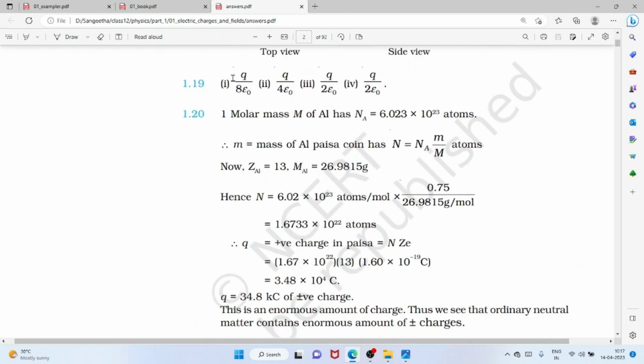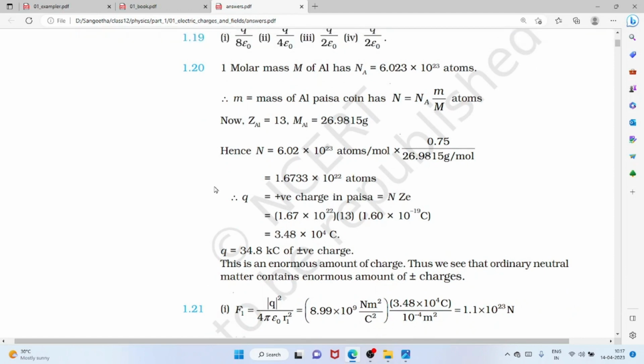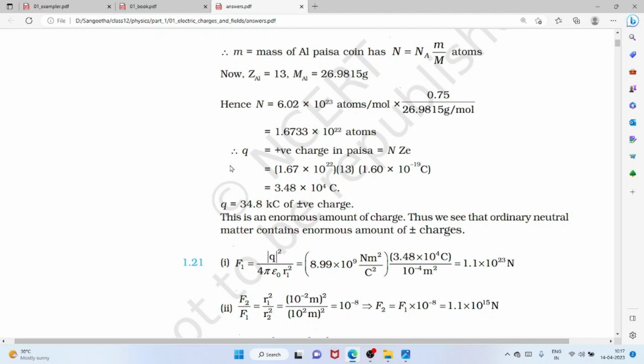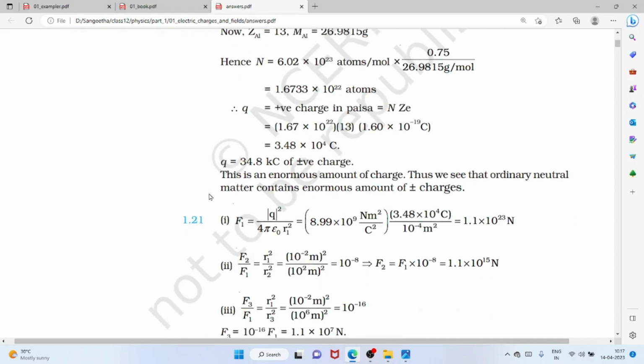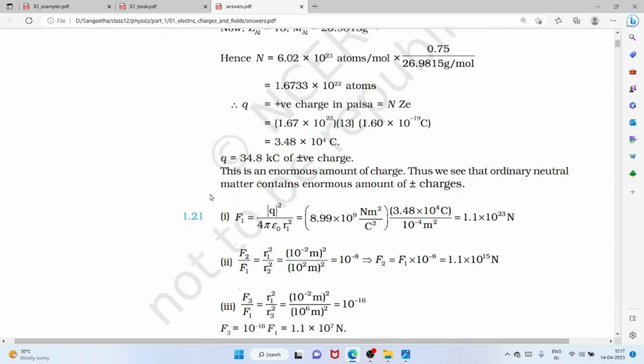Here is the molar mass, and this is the Avogadro number. One molar mass has this many atoms. So each atom has how many charges? That is protons and neutrons. Positive charges: charge on the proton times the number of charges. This is an enormous amount of charge. Thus, we see that ordinary neutral matter contains an enormous amount of positive and negative charges.